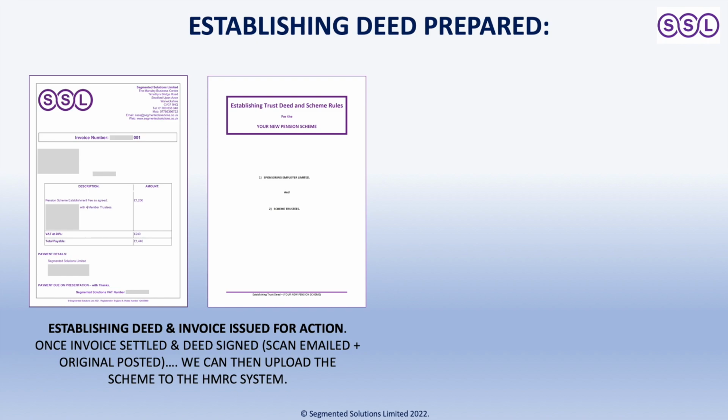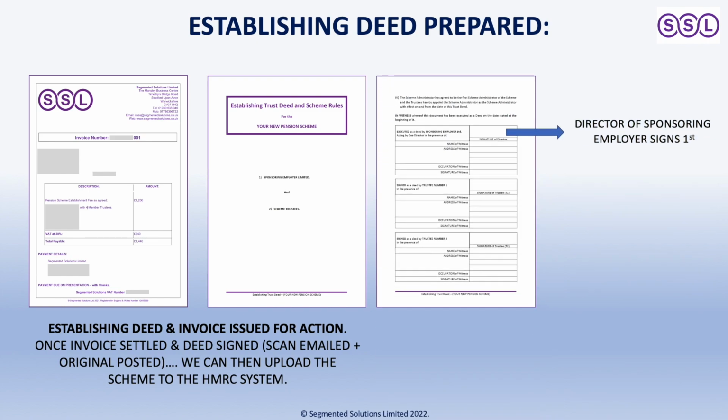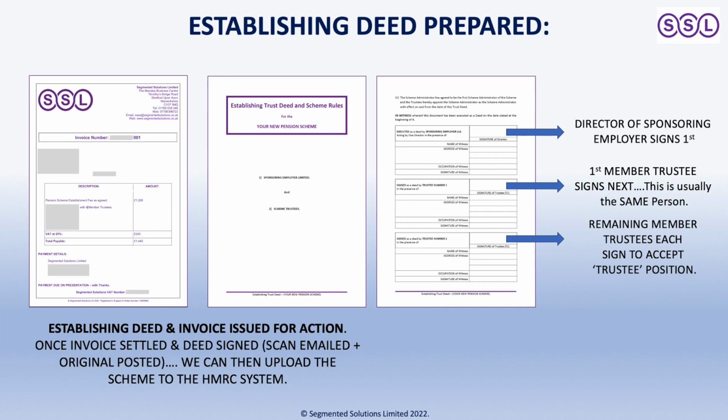The establishing deed is an important document, and as such it needs to be signed and witnessed correctly. So the first thing you'll note is that the director of the sponsoring employer signs it to say that the company has agreed to establish the scheme. Then the next signature is the first member trustee saying, I'm happy to become a trustee of this pension scheme, and it could well be that that's the same person, so you might need to sign it twice. And then if there are additional member trustees, they all sign to say they're happy to be trustees. And it's important that every single member is a trustee, because that allows the pension scheme to not have to undergo full auditing on the books at the end of each year, which is a massive bonus.